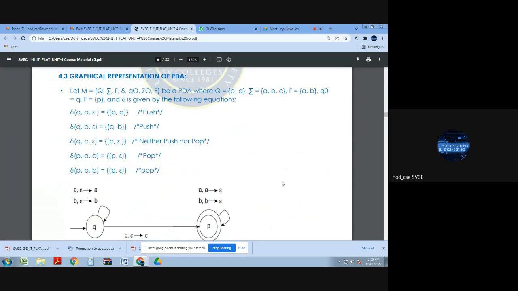So now we will see graphical representation of PDA. How we can represent it is in the form of transition diagrams. So for example, consider we have a PDA M, which consists of 7 tuples: Q, sigma, delta, Q naught, F, gamma, and Z naught. Where Q is nothing but set of states. The set of states are 2 states, P and Q. And then sigma, input alphabets. The input alphabets are A, B, C.